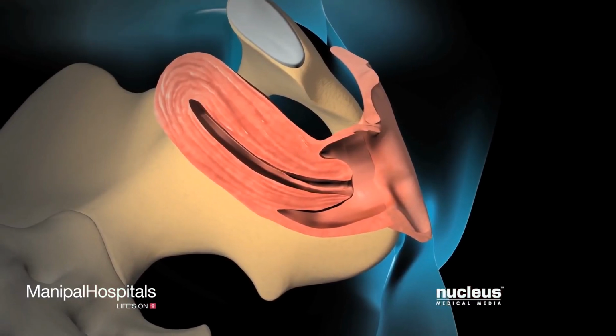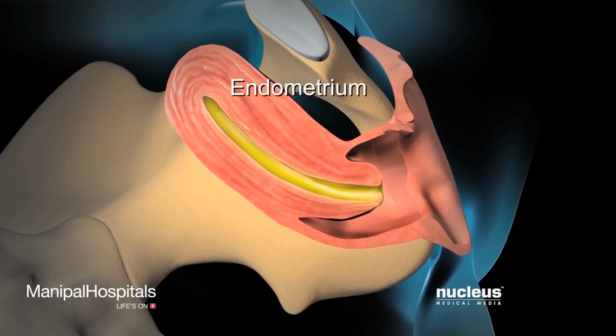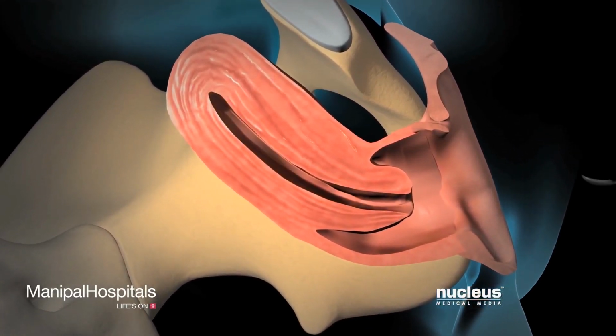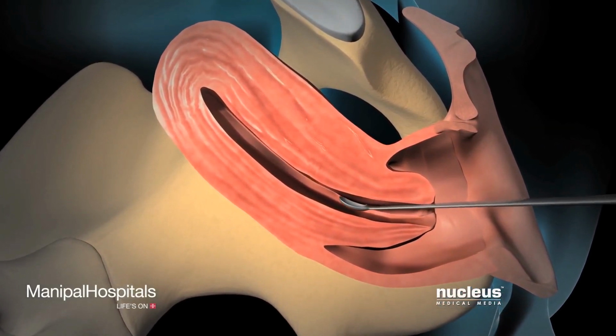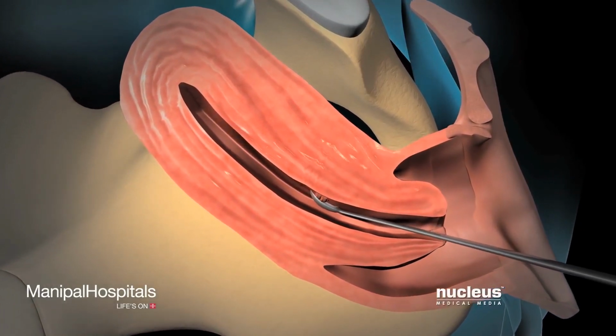Next, your doctor will perform curettage, which is the surgical removal of part or all of the uterine lining, called the endometrium. During curettage, a surgical tool called a curette will be inserted to remove tissue by scraping or suction.